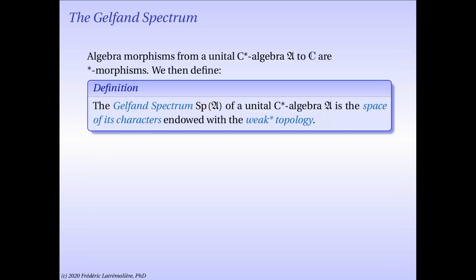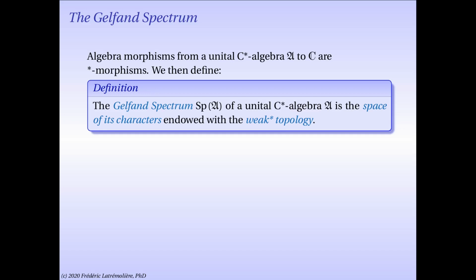So if you recall the discussion we had at the beginning of this lecture about points, then it is natural to form the set of all the characters and give it a name, call that the Gelfand spectrum of a unital C-star algebra. But the question is, what topology should I put on the Gelfand spectrum? And there is a very natural topology to put from our knowledge of functional analysis. Of course, what we want to put as a topology is a weak star topology.